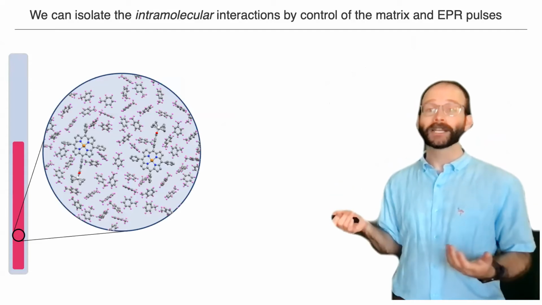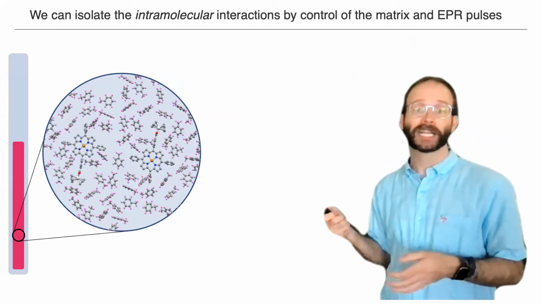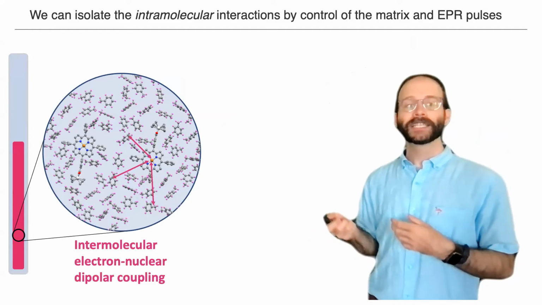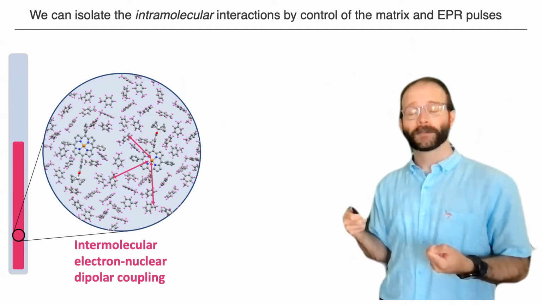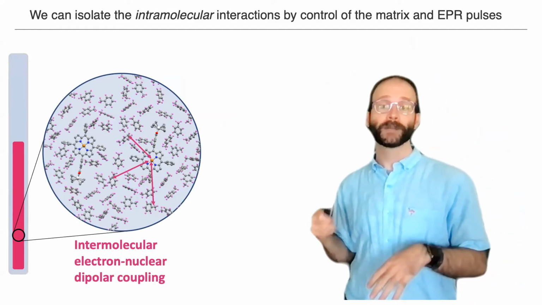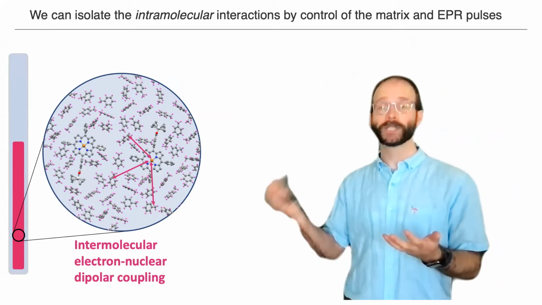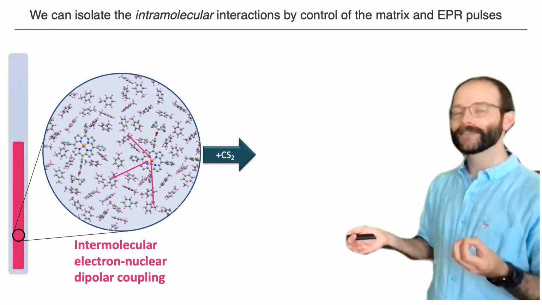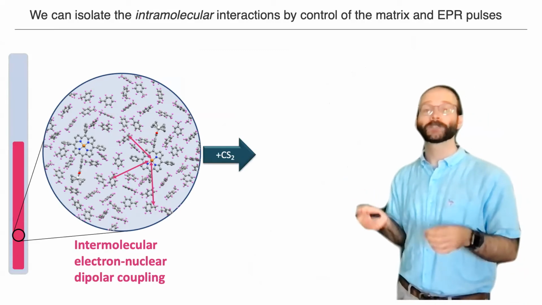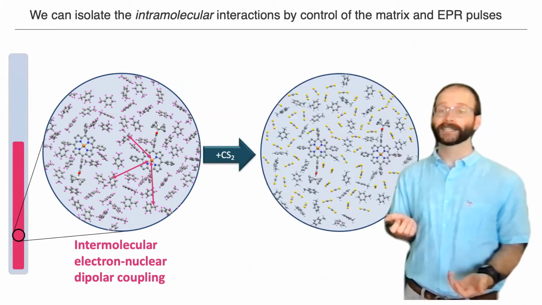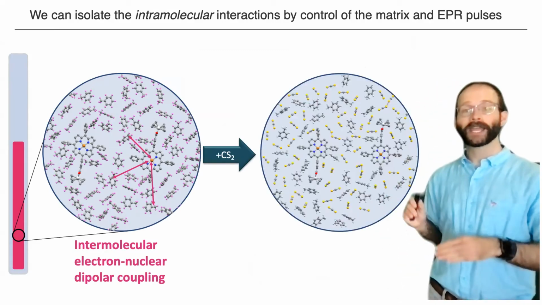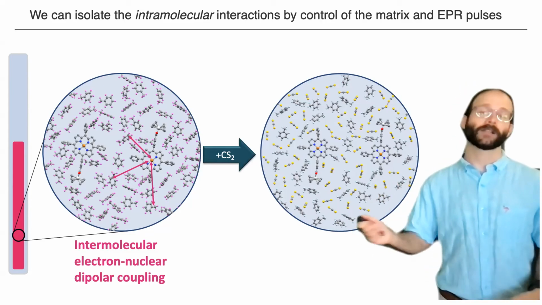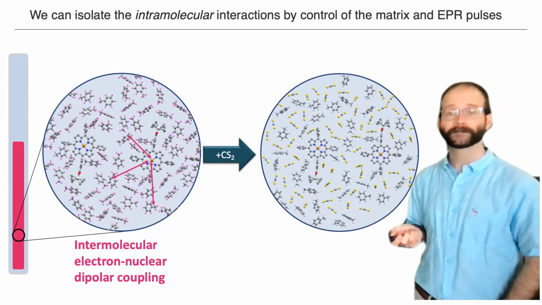And one of the most dominant sources of magnetic noise is potentially the solvent, since we are doing these in frozen solutions. And so these intermolecular electron nuclear dipolar couplings we can reduce by replacing, for example, protons in the solvent with deuterium, which has a lower magnetic moment, or even better, by diluting that deuterated solvent with a nuclear spin-free co-solvent, carbon disulfide. And this can attenuate the interactions with the solvent enough that we should be able to see the intramolecular interactions dominate.